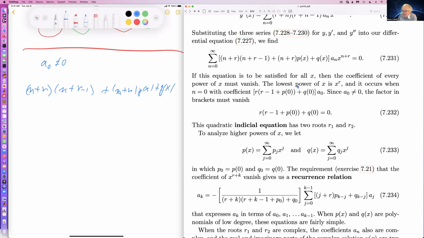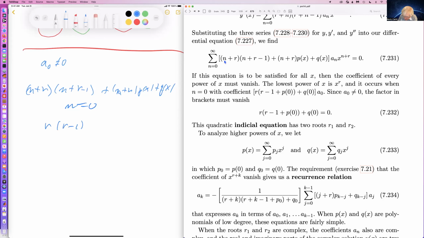And let's look at the lowest case, which is the simplest one. So we set n equal to 0 here. And what we get from this equation requiring the coefficient of a0 to be 0, because we know some of the a_n could vanish, but by hypothesis, by construction, a0 is not 0. And so for n equals 0, what we get here is r times r minus 1.